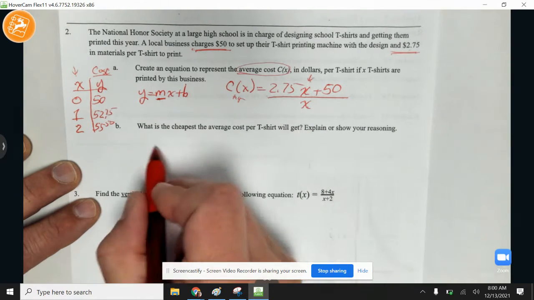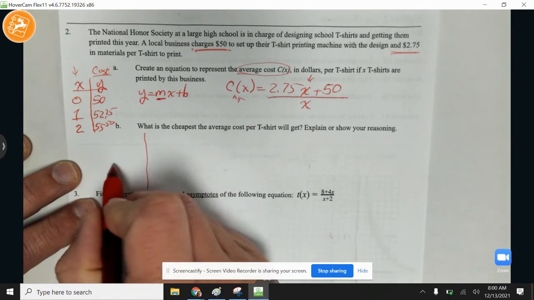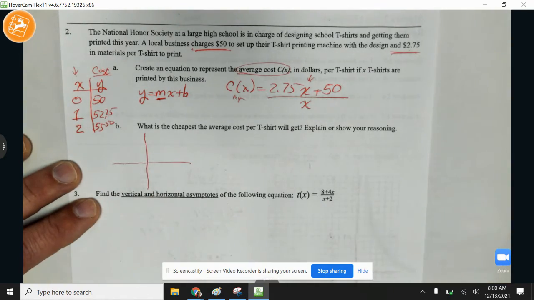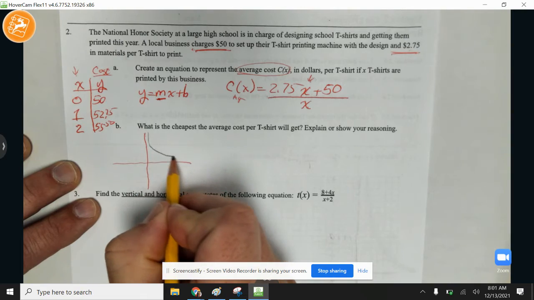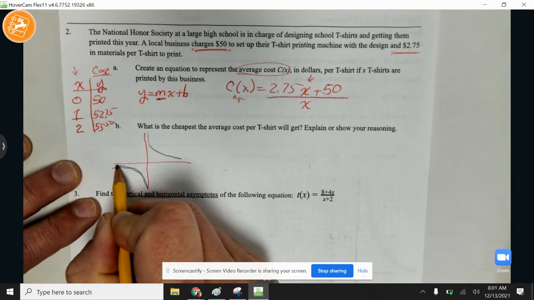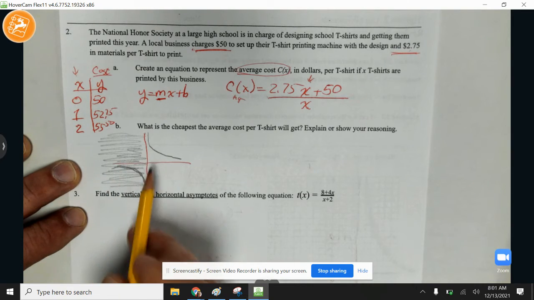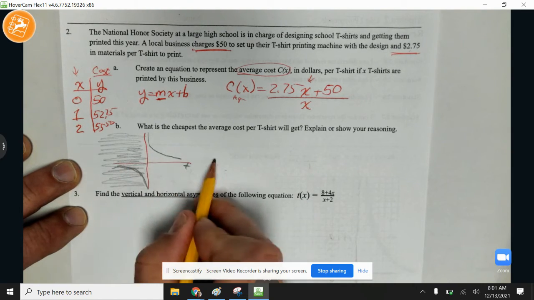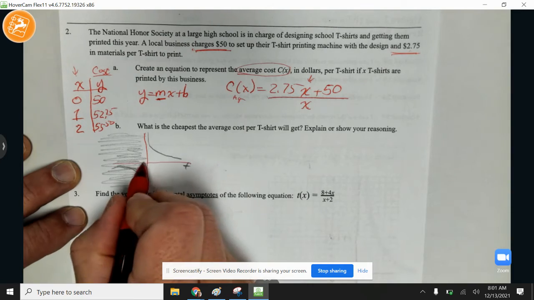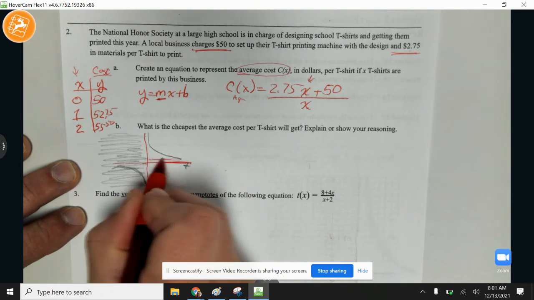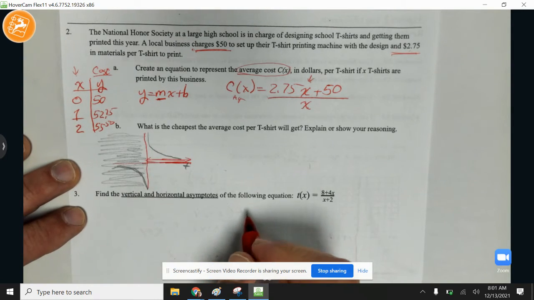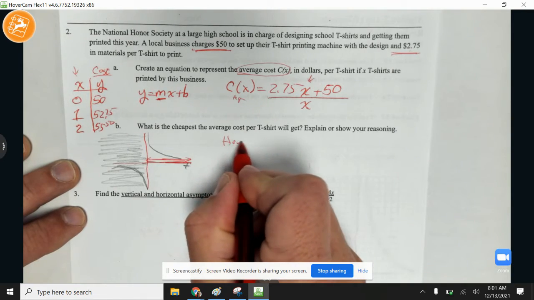Well, you're going to have a condition that looks like this, just a general idea, but we don't care about negatives over here because this is the negative side. We only care about how much it costs over here. So I want to know when it's approaching this line. What is this line it's approaching? Well, I need to look at my horizontal asymptote.